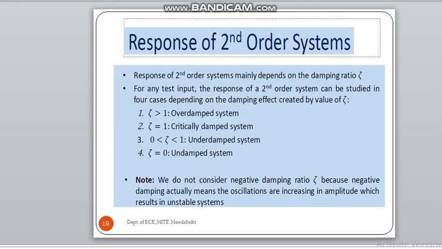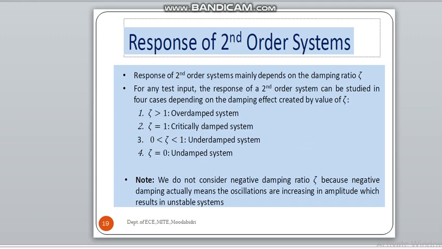So next we'll see different types of responses of second order systems. Based on the value of zeta, there are different types of second order systems we can identify. That is, the response of second order systems mainly depends upon the damping ratio zeta. For any test input, the response of a second order system can be studied in four cases depending on the damping effect created by the value of zeta.